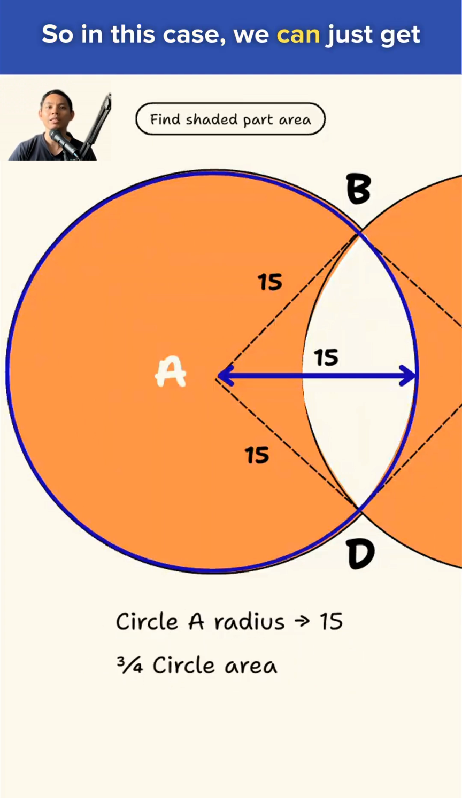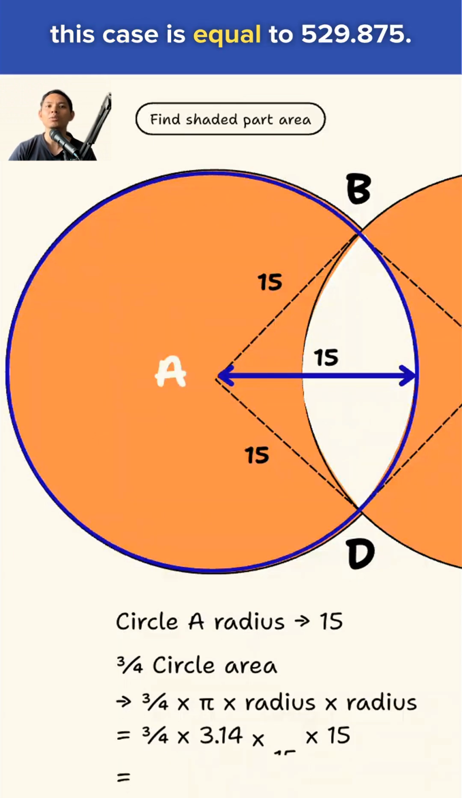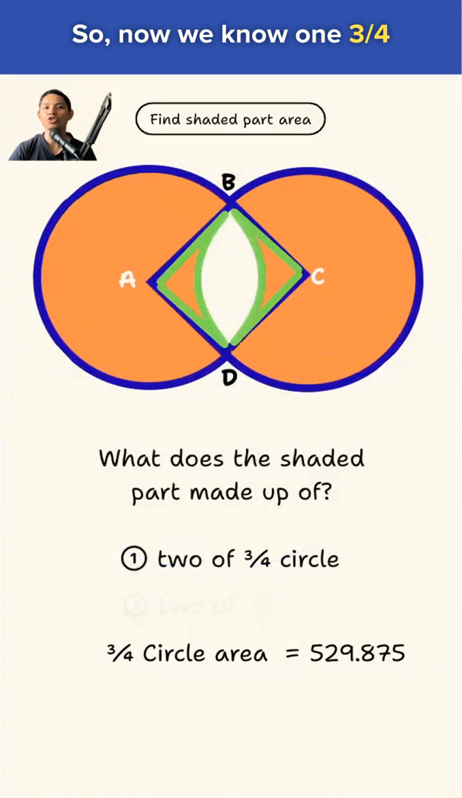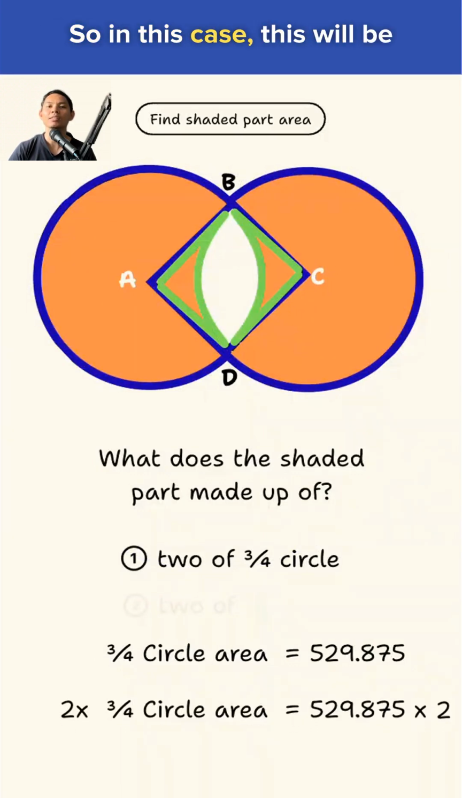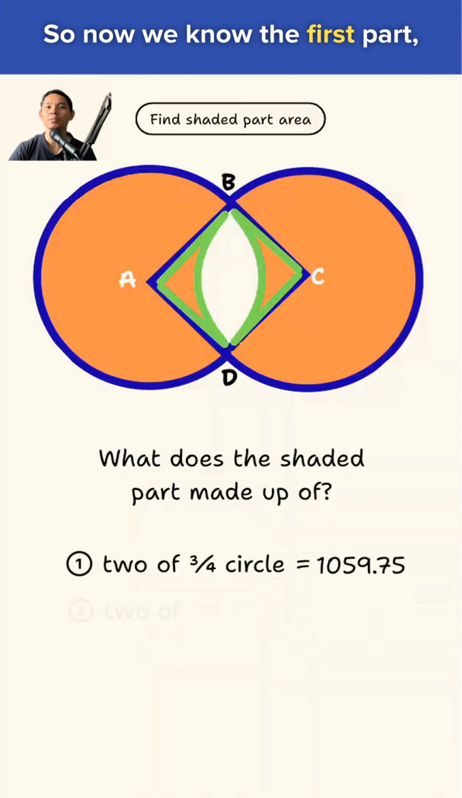So in this case, we can just get the three-quarter circle area, which in this case is equal to 529.875. So now we know one three-quarter circle area. We want to get two times of that. So in this case, this will be equal to 1059.75. So now we know the first part, which is the two three-quarter circle.